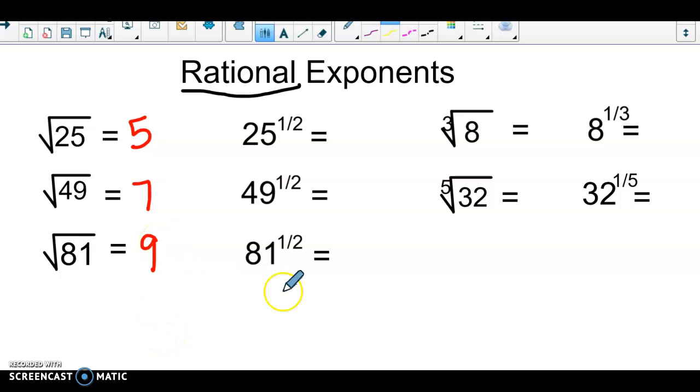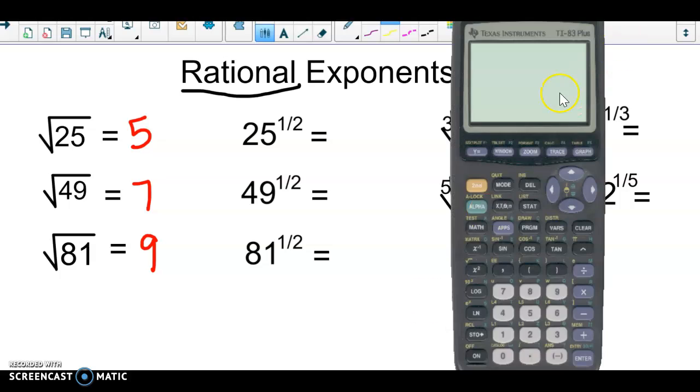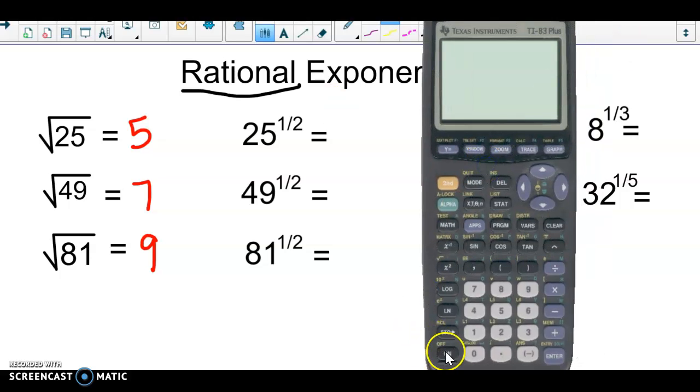Well, if I pull up my calculator and I take 25 and raise it to the 1/2 power, 25 raised to the, parenthesis, 1/2 power. Right? I know that 25 squared is 25 times 25. 25 cubed is 25 times 25 times 25. 25 to the 1/2 power, guys, gives me 5. Just like square root of 25 gave me 5.